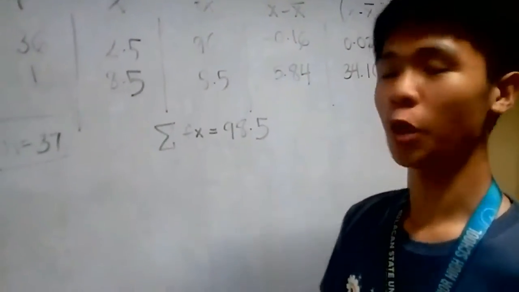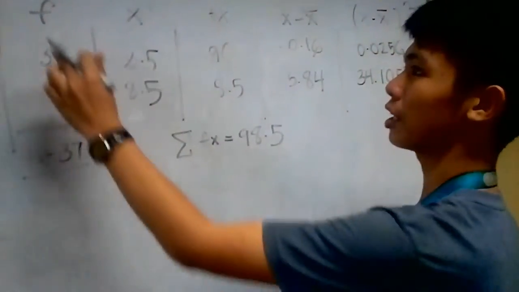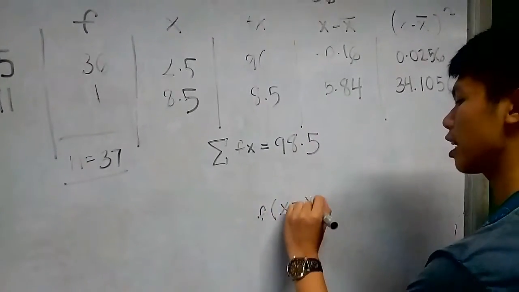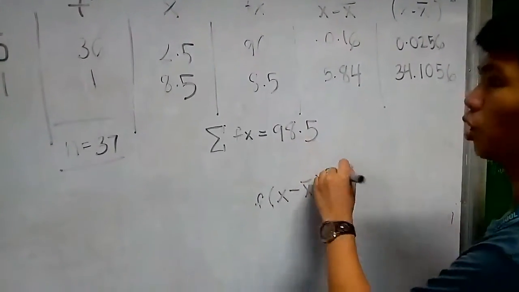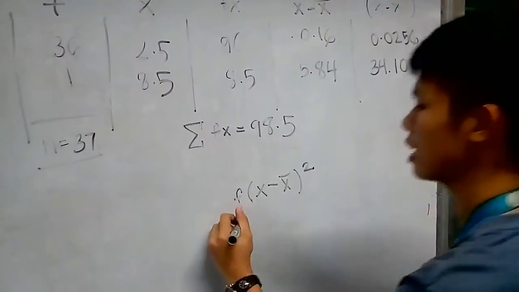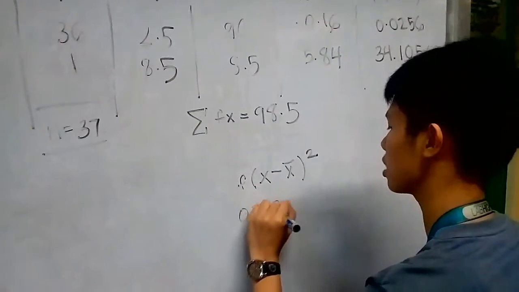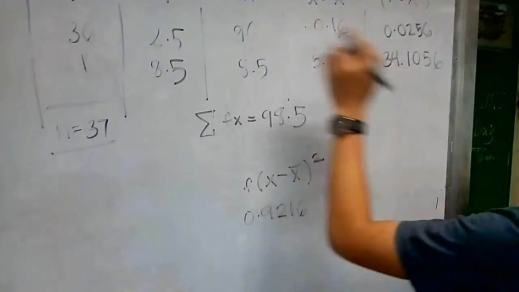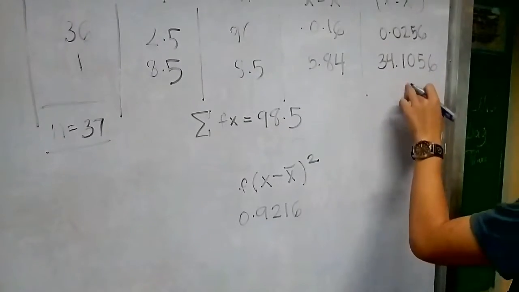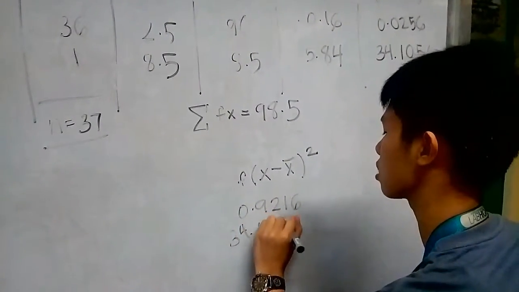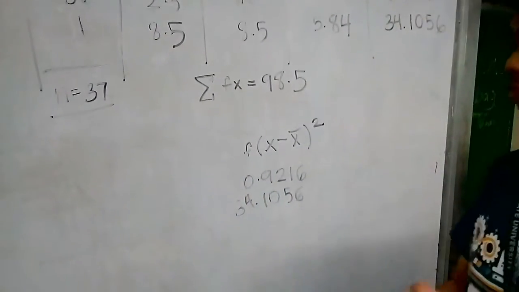And finally, to complete our table, we multiply the frequency times x minus x bar squared. So the frequency 36 times 0.0256 is 0.9216. And 1 multiplied by 34.1056 is 34.1056.